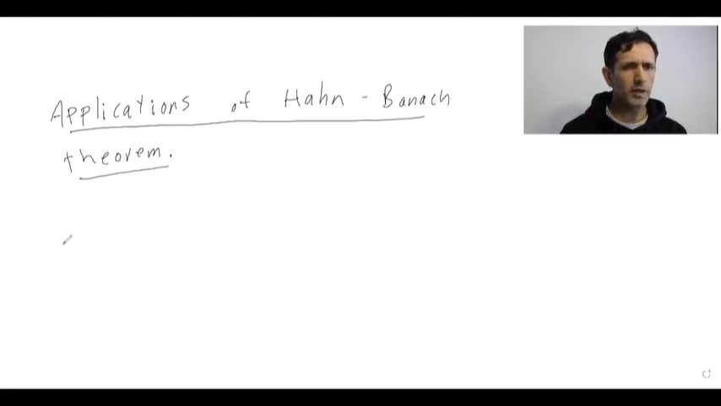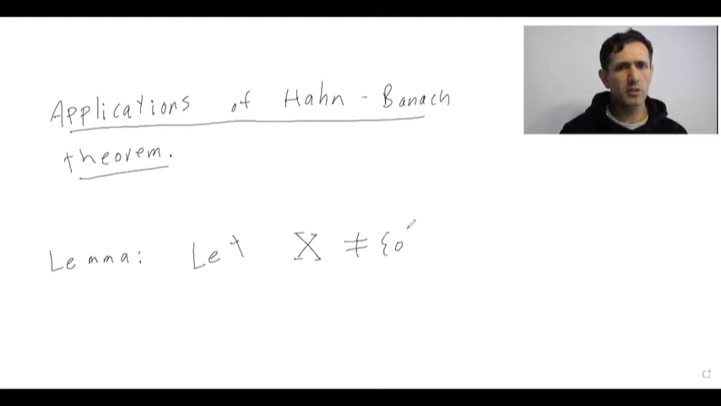Okay, so we need the following lemma before I even remotely talk about applications of the Hahn-Banach theorem. And this is a lemma that's a consequence of the Hahn-Banach theorem. Basically, most applications of the Hahn-Banach theorem really hinge upon this fairly easy lemma. So let's say X is a normed vector space, does not need to be complete. Let's assume it's not 0. It's not the 0 vector space.